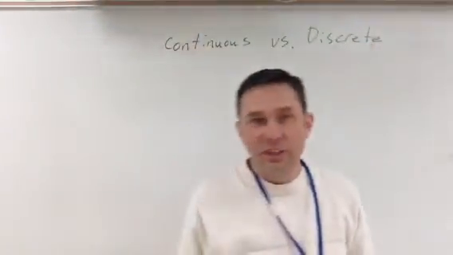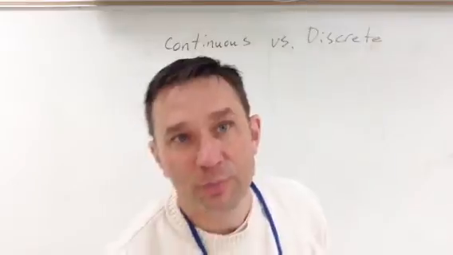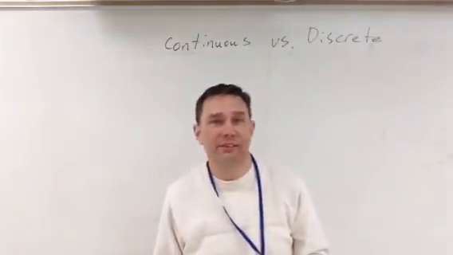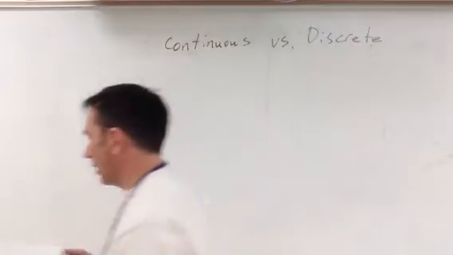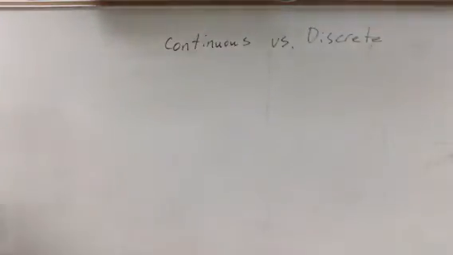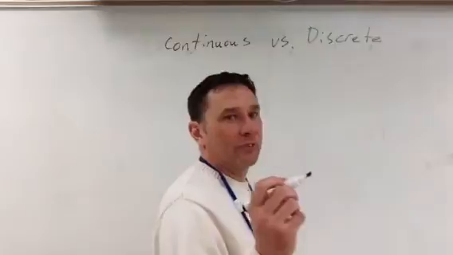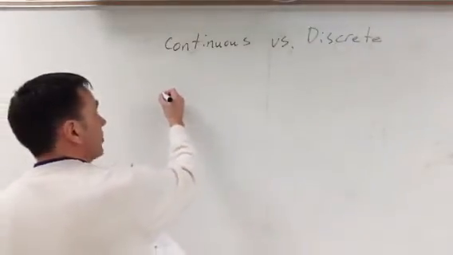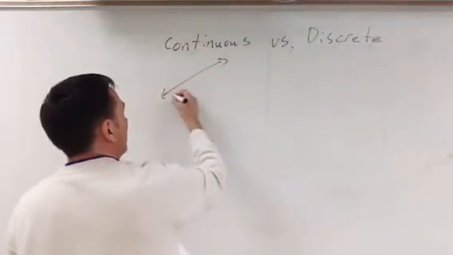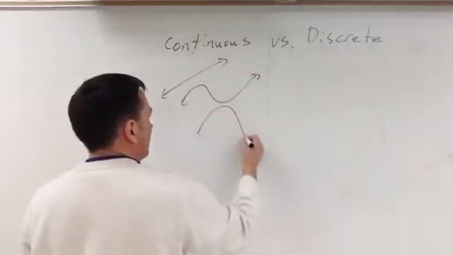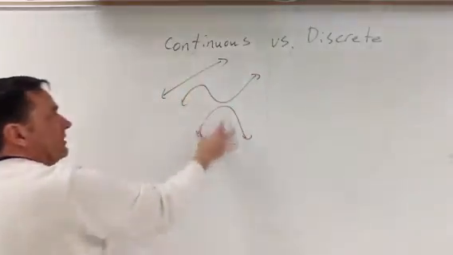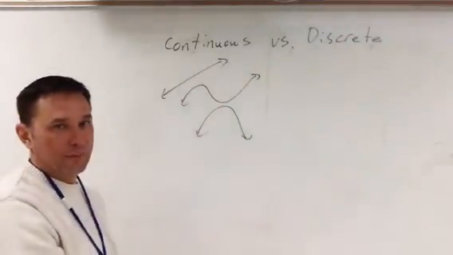Hi. Today we're going to be talking about the difference between continuous graphs and discrete graphs. Now remember, continuous means a graph that can be drawn without taking the marker or pen or pencil off your paper. So a continuous graph might be a line that goes on forever, or a curve, or maybe something that looks like this that goes on forever. These are all continuous graphs.